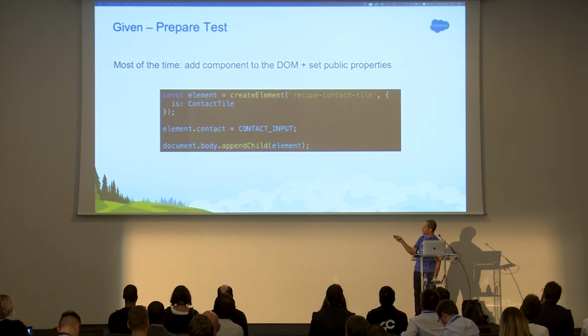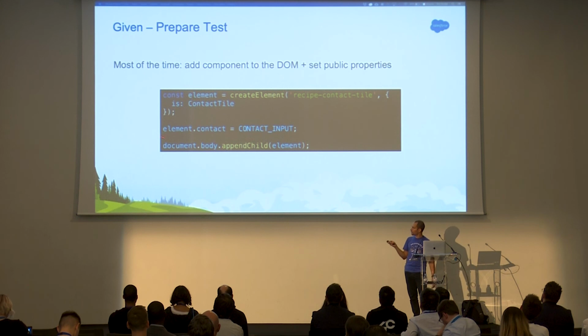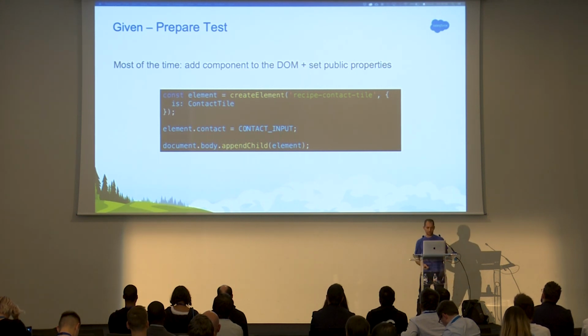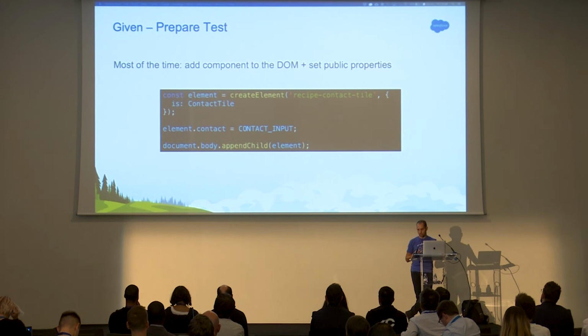So here we're testing a component called contact list. So we create that component, and then we can set public properties like this one, for example, and you can attach the new component to the HTML page that is used for a test. That's a really common scenario, and this is generally what you do for most of the tests. That's the first thing you do. You create the component, you configure it, and then you attach it to the page.